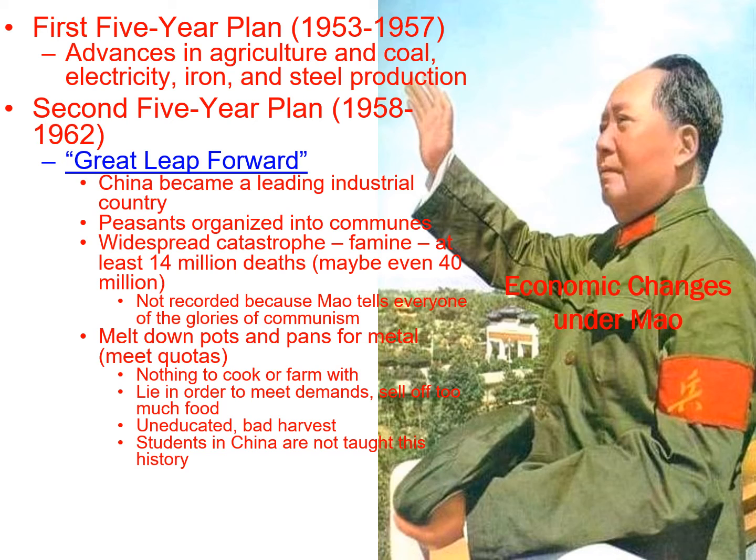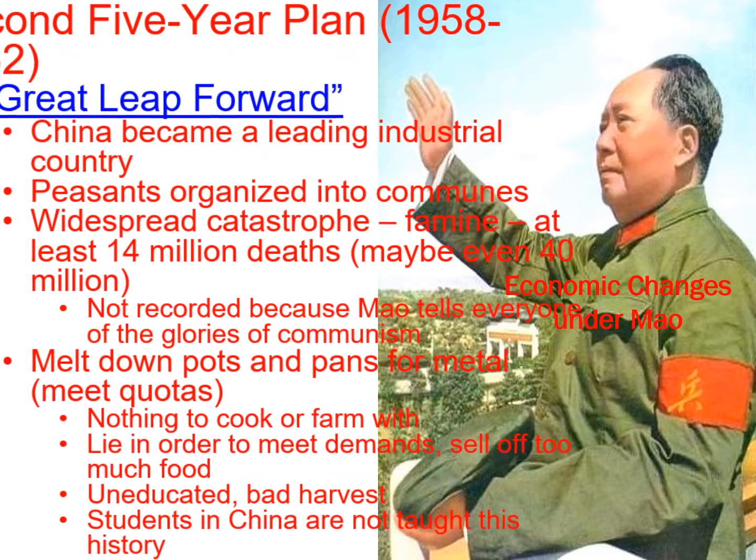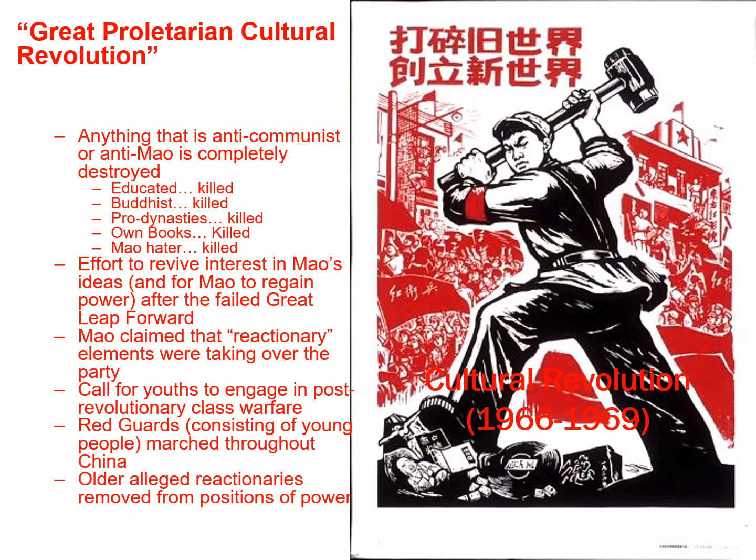Nothing to cook or farm with, lies about meat demands, food sold off, people were uneducated, the harvest was bad, and students in China were not taught any of this history of the Great Leap Forward. They were just told about China becoming an industrialized country and how people were living in this communist paradise of communes, but they never mentioned the actual price, the death toll that this brought. It is quite shocking, really.